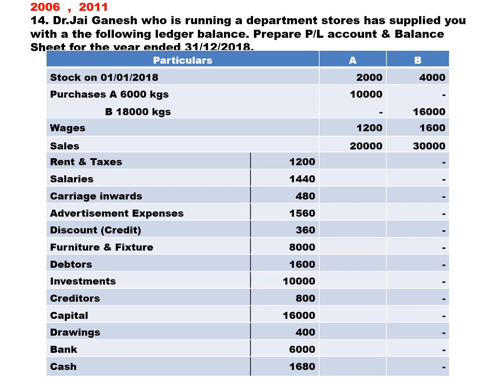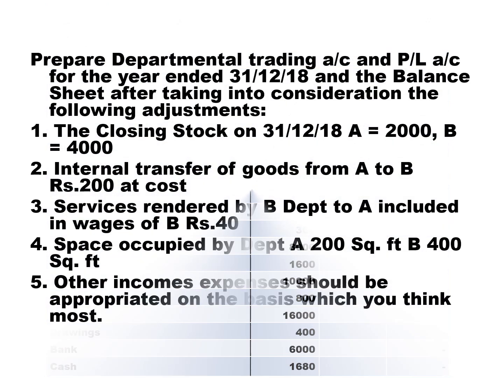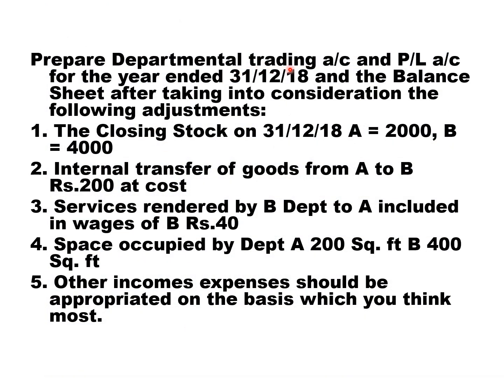Now let us look into the adjustments, students. Prepare departmental trading account and P&L account for the year ended December 18 and the balance sheet after taking into consideration the following adjustments. The closing stock on 31/12/18: A's closing stock 2000, B's closing stock 4000. So it will come in the trading account and balance sheet.